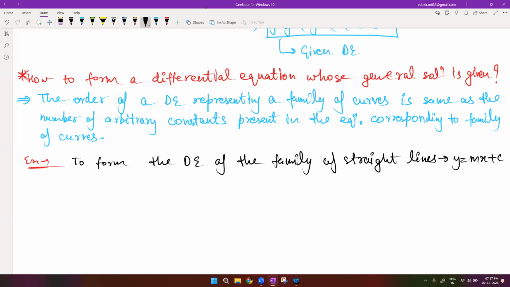So to find that differential equation, I need to know up to what order I need to differentiate this equation. And that order will be decided by the number of arbitrary constants in this equation. For example, in this case, y is equals to mx plus c. Okay? So here m and c, okay, start with this.